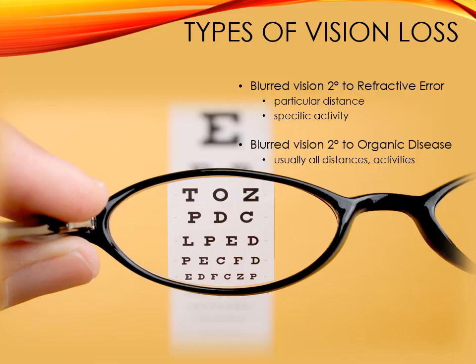When patients complain of blurry vision, always ask, is it at a particular distance or with a specific activity? This is because blurred vision due to uncorrected refractive error will typically occur at a particular distance with a specific activity. Blurry vision due to organic disease will usually occur at all distances with all activities.